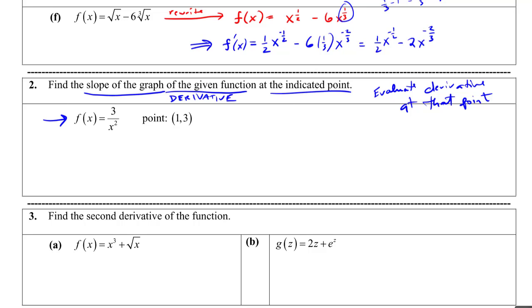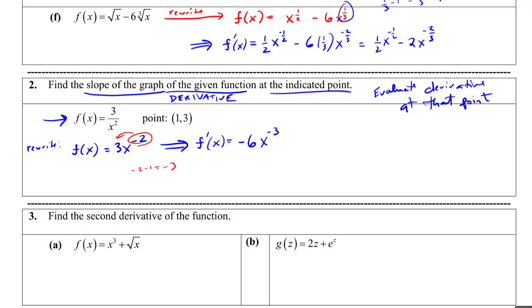Okay, so here's my function. First thing I do is going to find the derivative. Now again, I'm going to rewrite this. Instead of 3 over x squared, I'm going to write it as 3x to the minus 2. No derivatives yet, just rewriting it. Then I'll take the derivative and get f prime of x to be negative 6 x to the minus 3, because the negative 2 came down and multiplied the 3, and then I did negative 2 minus 1 to become negative 3, and that's my new exponent.